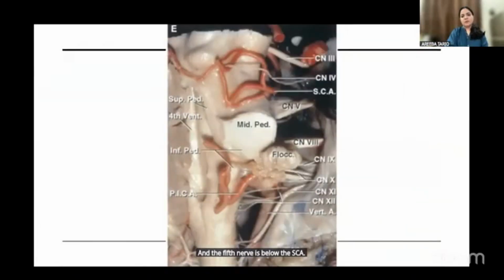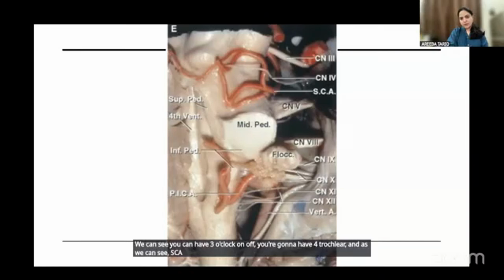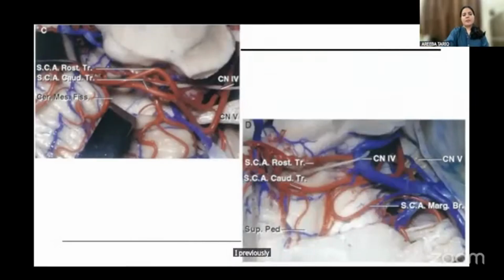Another magnified view showing the same orientation. This is an oblique view, by the way. We can see cranial nerve 3, the oculomotor nerve, cranial nerve 4, the trochlear, and as we can see, the SCA is beneath both of them but above cranial nerve 5, like I previously told.